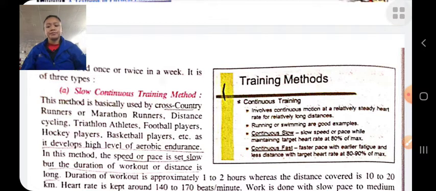In slow continuous training methods, our speed is slow, but the duration is long. We do the workout for a long period of time. The duration of the workout, or the distance, is long. We do the workout for approximately 1 to 2 hours, or we can say we cover a distance of 10 to 20 kilometers.